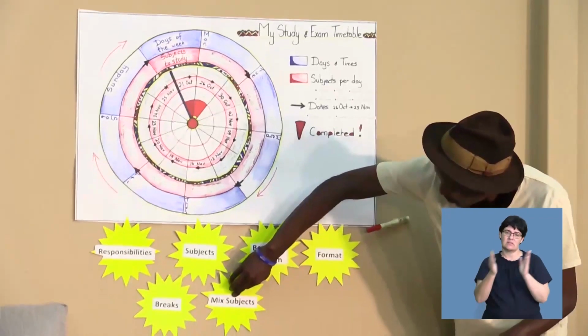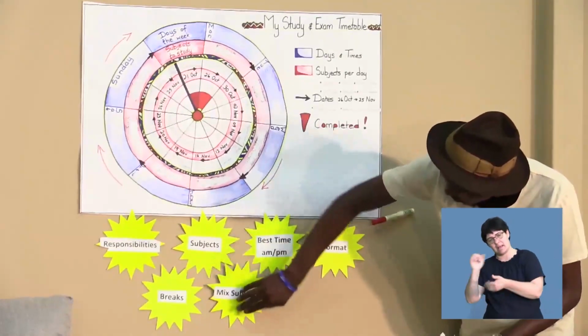Then the next one is mix up your subjects. Don't study maths for the whole day. Your brain doesn't process it. Study maths, then maybe go to English. You can go back to maths later. Please mix your subjects up a bit to refresh your brain in terms of the study pathways in your brain.